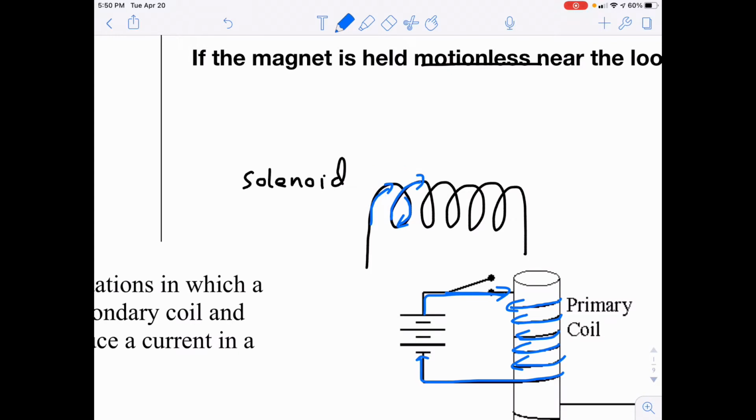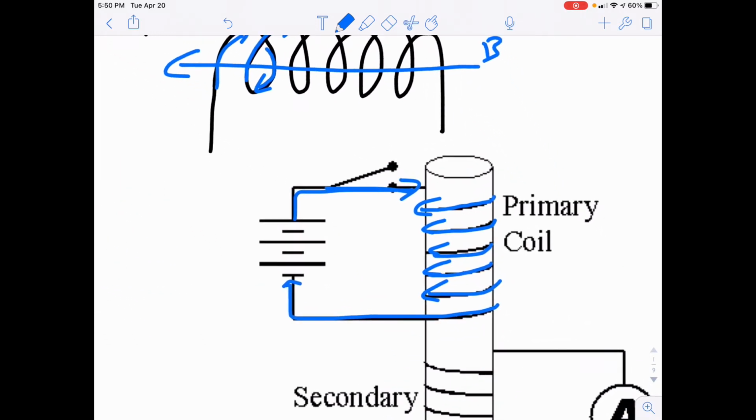And what that would do is curl our fingers this way. Our fingers would naturally curl to the left, and the summative effect of the magnetic fields curling to the left would send the magnetic field all the way through to the left. And the same is true with this right here. So you can see the electric current is going across this way.